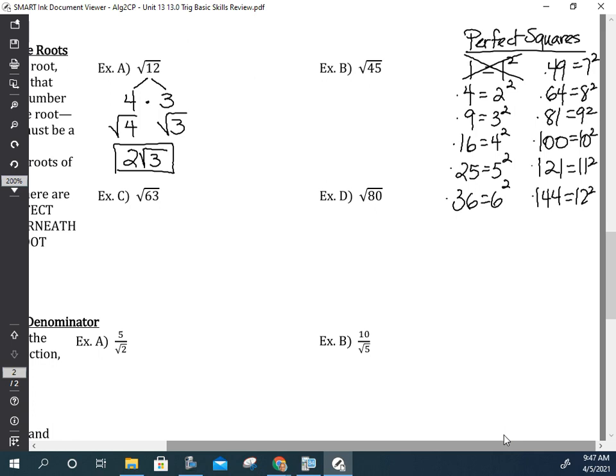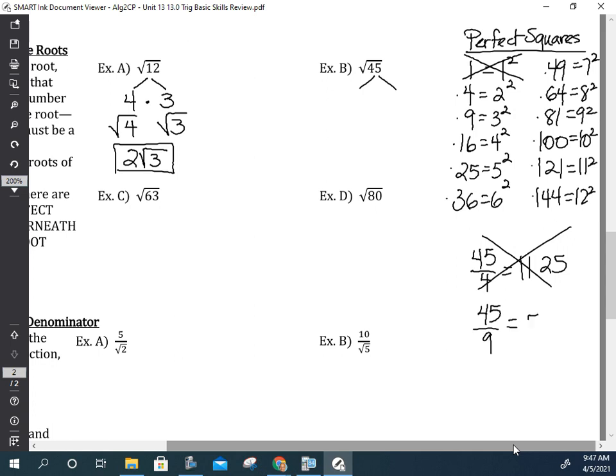45, same thing applies. 45 is not a perfect square. Otherwise, it would be on the list. So we have to break up 45. If you have a hard time figuring out what numbers to use, take the number underneath the square root and divide it by the first number on the list. If it works out evenly, then you can use it. 45 divided by 4 is 11.25. Womp, womp, womp. Can't use it. Go on to the next one.